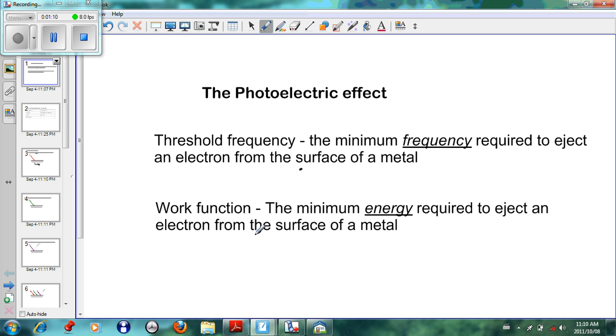Another important term is the work function. The work function is the minimum energy required to eject an electron from the surface of the metal. Each metal has a different bonding between the protons and the electrons in the metal. Because some metals have a greater attraction of the electrons to the protons, they will require more energy than others to eject an electron from the metal.